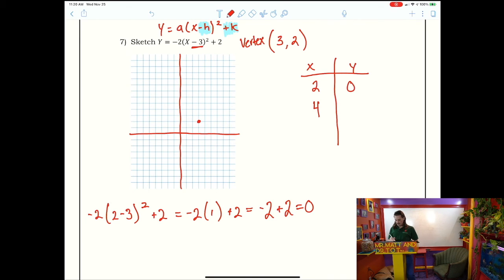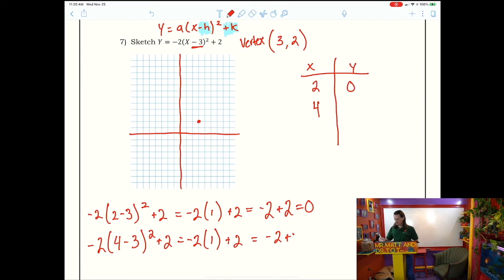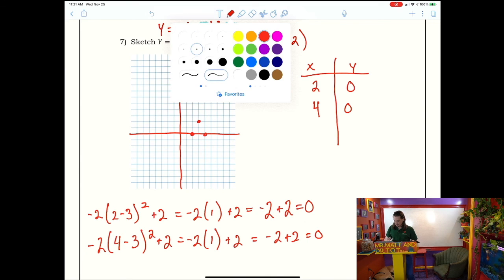Let's evaluate what happens when x is equal to 4. So we're going to have -2 times 4 minus 3 quantity squared plus 2. That's going to be -2 times 4 minus 3 is 1. 1 squared is 1. That's also going to be -2 plus 2 is equal to 0. So when x is equal to 2, y is equal to 0. When x is equal to 4, y is equal to 0. So now we have enough information to connect these points together.